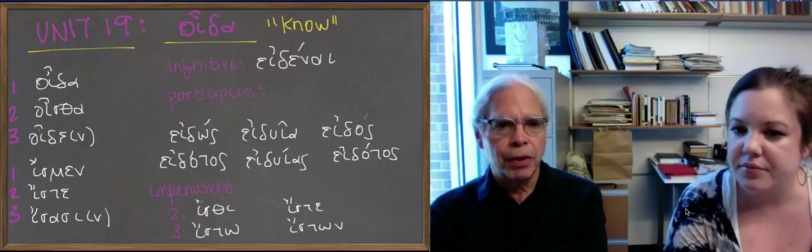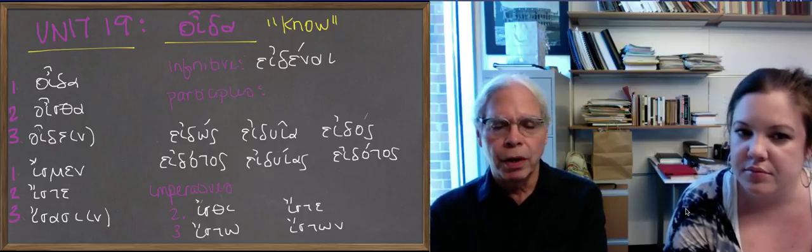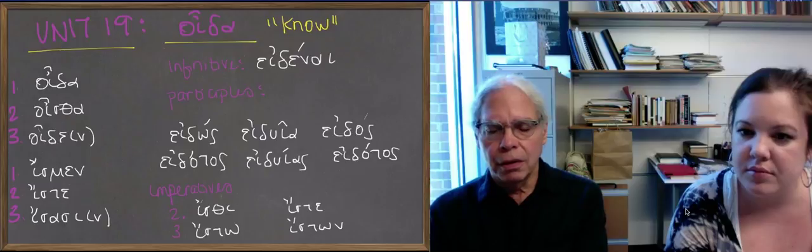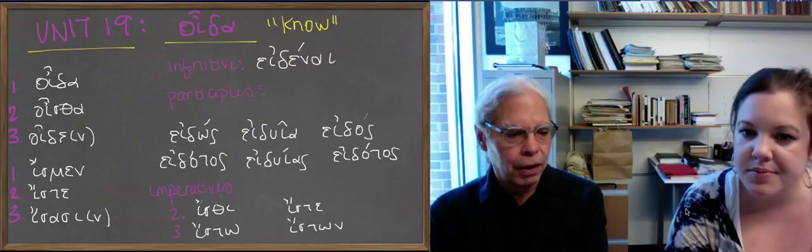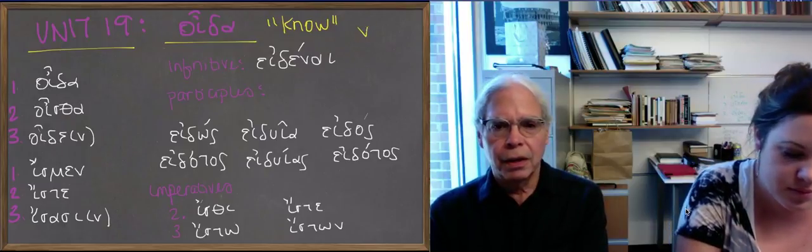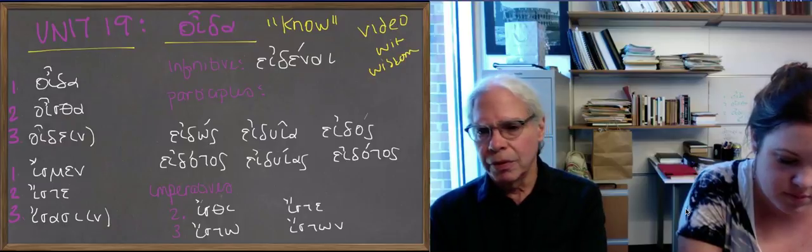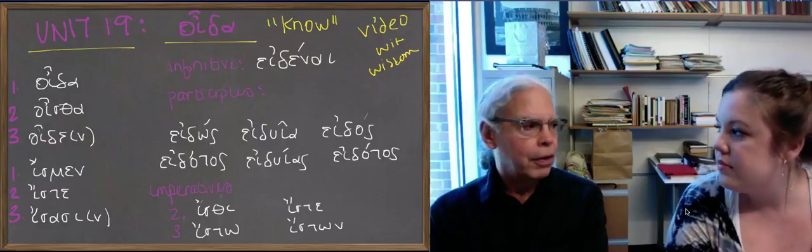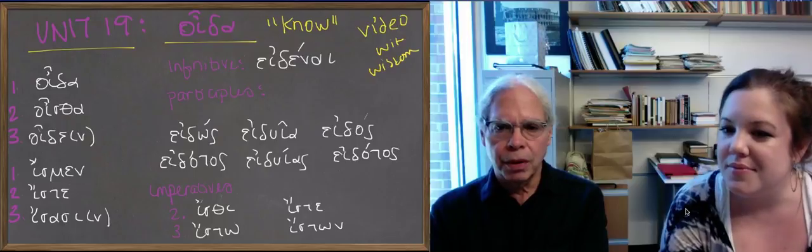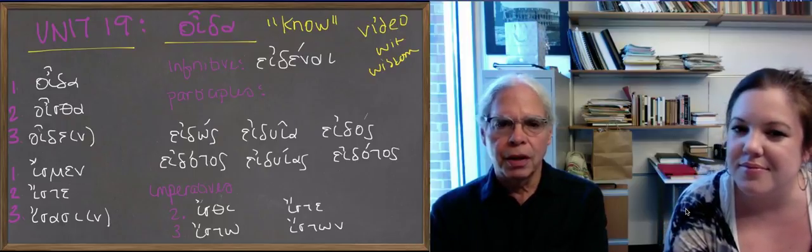Originally this word began with a W, so it was woida. The Latin cognate of it is video, and the English cognate of it is wit and wisdom. So you can say video in Latin means something I see, whereas wit and wisdom is knowledge. You can see you have this split in the cognates between things about knowledge and things about sight.